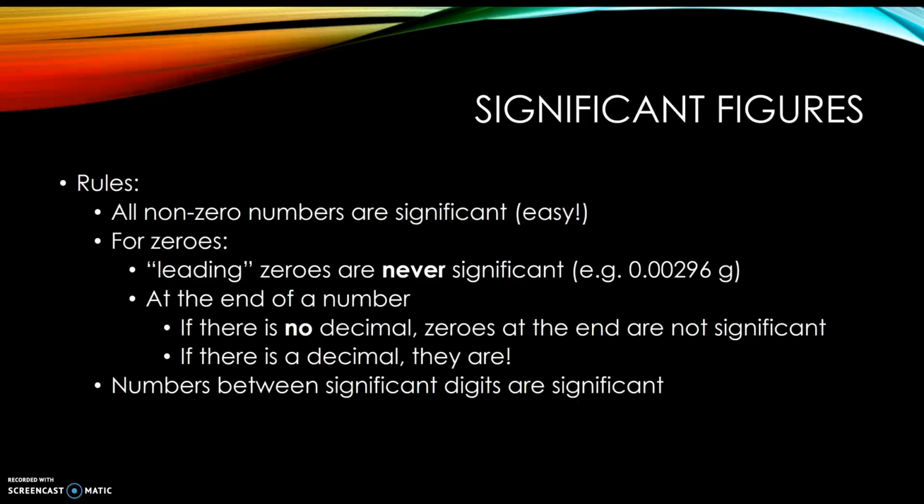So shown here are the rules that we use for sig figs. You guys can read the screen. I'm not going to read this word for word. But if there's any non-zero number, that's going to be significant. That's not a problem. Zeros are a little bit trickier, so I'll give you some examples here. These are what are called leading zeros. These zeros right here, they just show you where the 2, 9, and 6 go. So those are not significant. And then at the end of the numbers, sometimes they're significant, sometimes they're not. It depends on whether there's a decimal there or not. And then zeros between non-zero digits are significant.